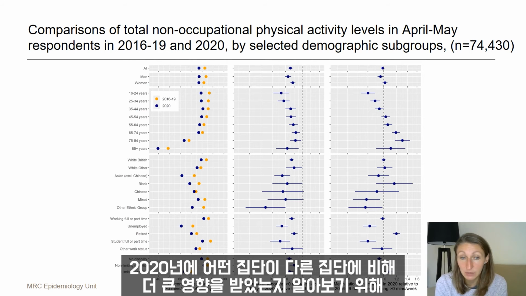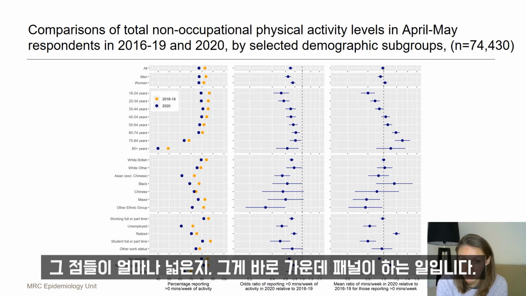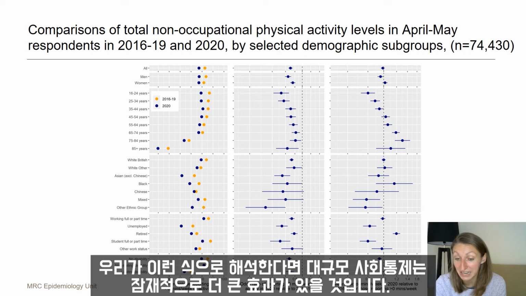To see which groups were more affected in 2020 than others, so essentially trying to quantify that difference between the orange and the navy dots, how wide apart those dots are, that's what that middle panel is doing. And so the further away the odds ratio is from the null, which is the vertical black dotted line, the bigger the difference in 2020. That's potentially, if we interpret it this way, that lockdown has had a greater effect.